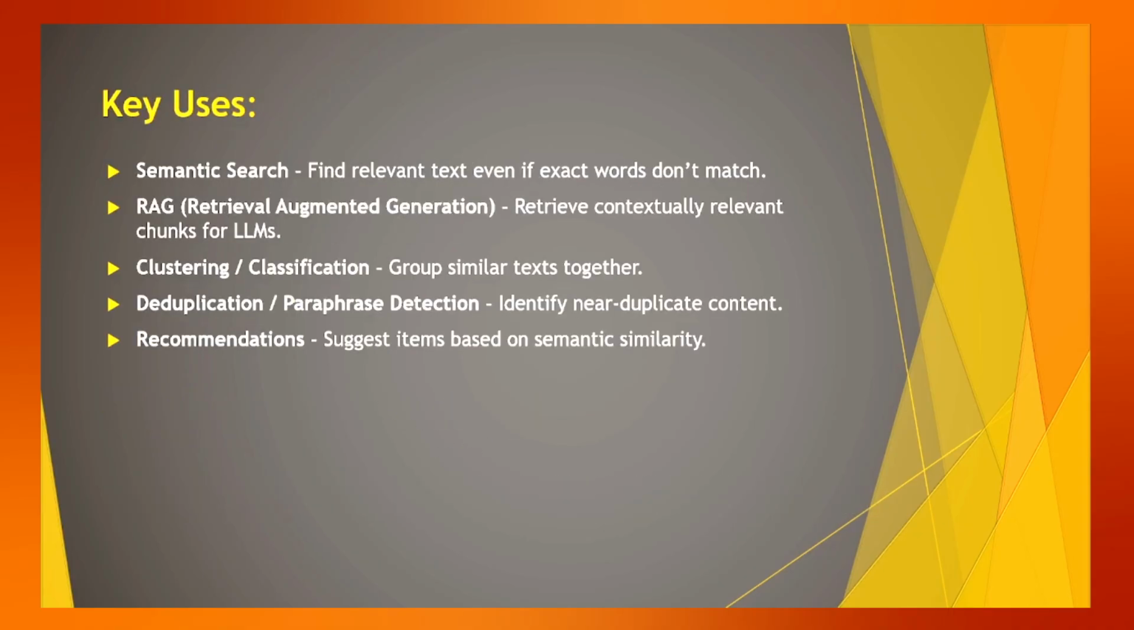The key use is semantic search, which I have already told you: find relevant text even if exact words don't match. RAG, retrieval augmented generation: retrieve contextually relevant chunks for the LLM. Clustering and classification: group similar text together. Duplication or paraphrase detection: identify near duplicate content. And recommendation: suggest items based on semantic similarity. These are the use cases where we need embeddings. So let's jump to the practical part.